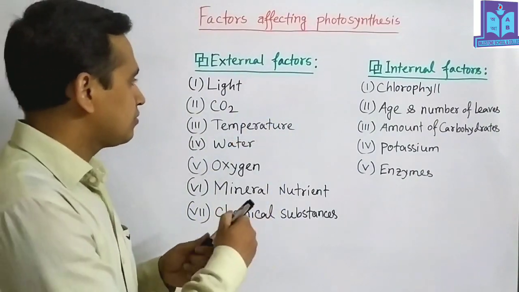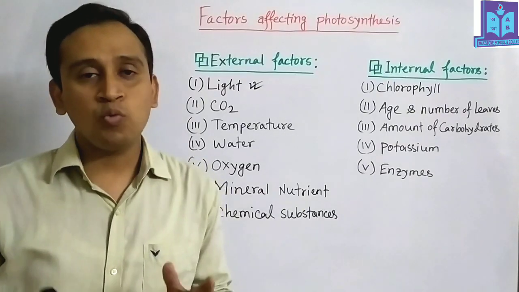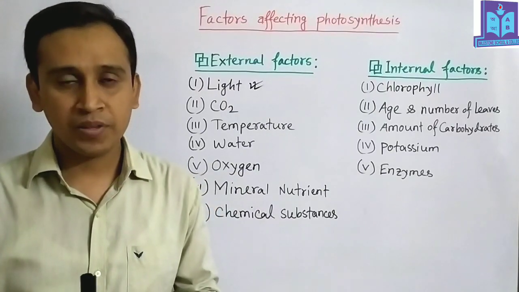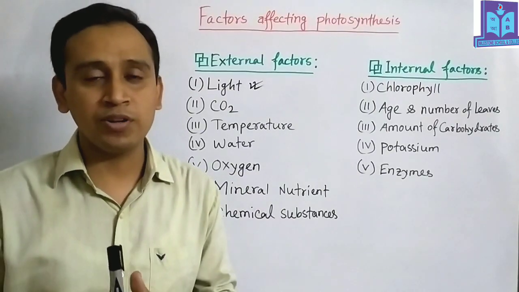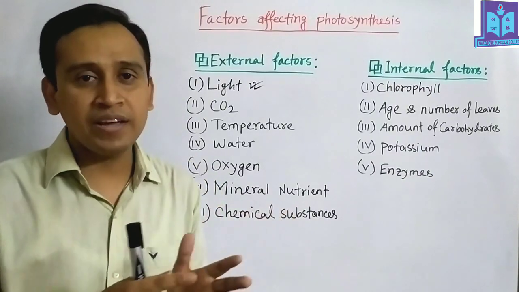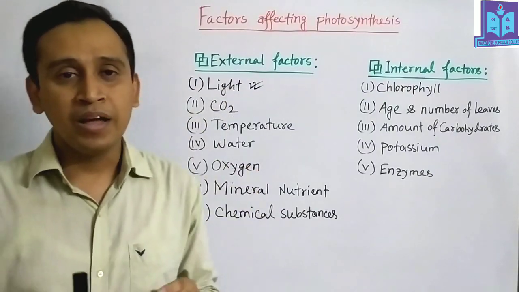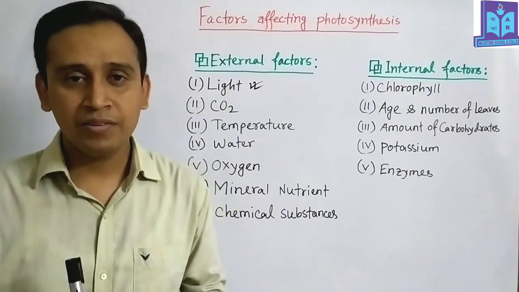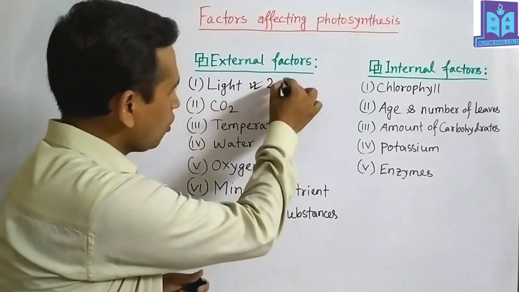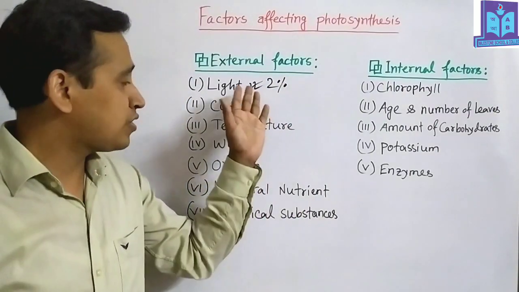First one is light. You know, light is one of the most important factors in photosynthesis. Energy is required for the production of carbohydrate from carbon dioxide and water. The source of the energy is light. A very little portion of sunlight is used in the photosynthesis process. Only 2% of sunlight is used in the photosynthesis process.